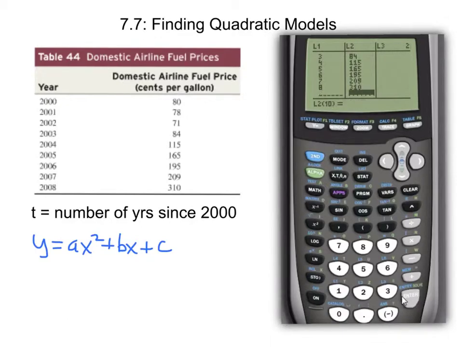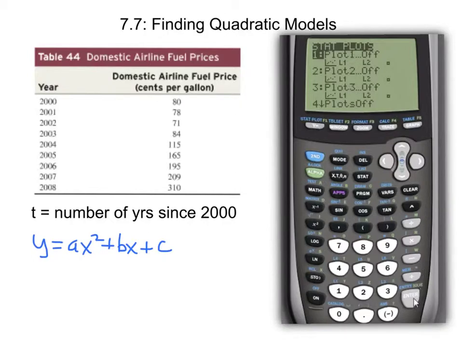Okay, now that I've got this data in, I just want to make sure my stat plot's turned on, so I'll do second y equals. And no, it's not on, so I'll hit enter on plot 1 and hit enter again to turn it on. And then just zoom, and then 9 will give me a scatter plot. And you can see that the data is kind of curved. It kind of looks like it comes down a little at the beginning and then goes back up.